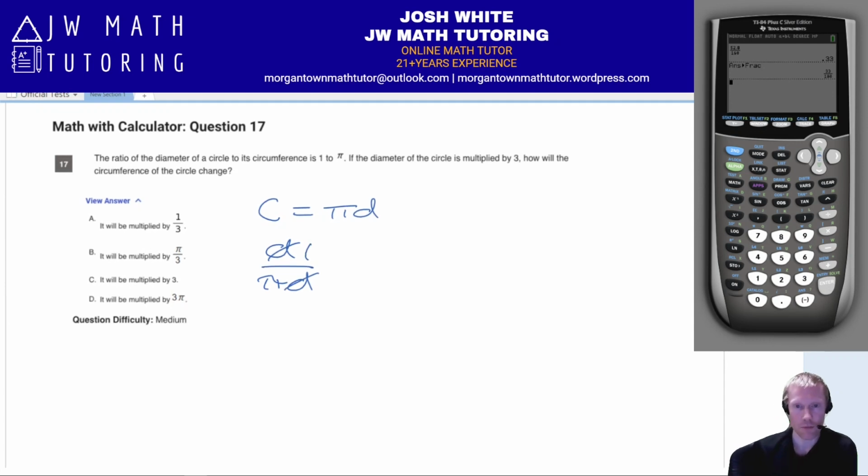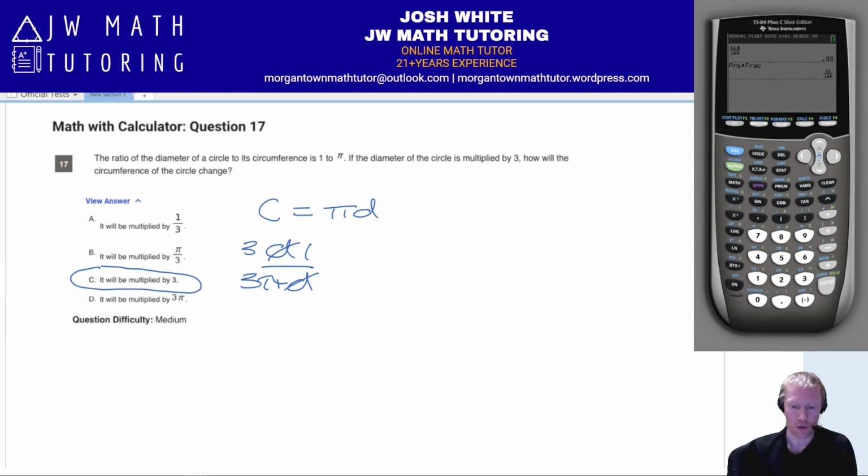So if the diameter gets multiplied by 3, how will the circumference change? Notice, if you just multiply the top by 3, then in order to keep the fraction equal, you have to multiply the bottom by 3 as well. Otherwise, the fraction would not be the same. So the correct answer is going to be letter C. It's going to be multiplied by 3 as well.